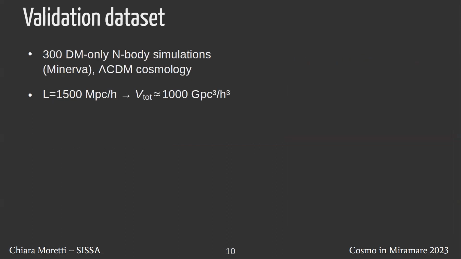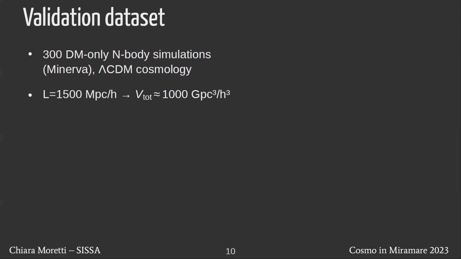Okay, so once we constructed our code, we want to validate it, and we do that with a data set that consists of 300 N-body simulations. They were run with Lambda CDM cosmology. They all share the same cosmology, but of course the initial seed is different. So what we do is we fit all of these simulations simultaneously, and then we combine the likelihoods. So effectively, what we are fitting is an enormous volume of about 1,000 cubic gigaparsec.